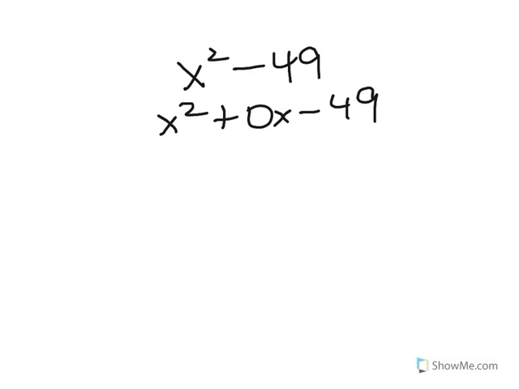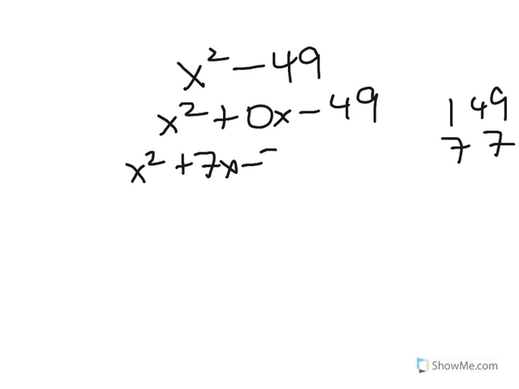So, we have to ask ourselves, what two numbers would produce a product of negative 49 and a sum of 0? Well, 49 has only two pairs of factors. You got 1 and 49, you have 7 and 7. Now, because we're looking for a negative 49, the two factors have to have opposite signs. And if they're opposite numbers that add up to 0, then they're going to be negative 7 and positive 7. So, we're going to break 0 up into 7x minus 7x and minus 49.